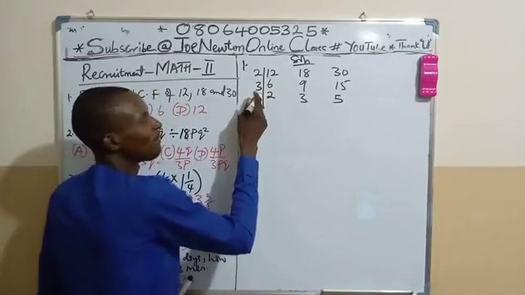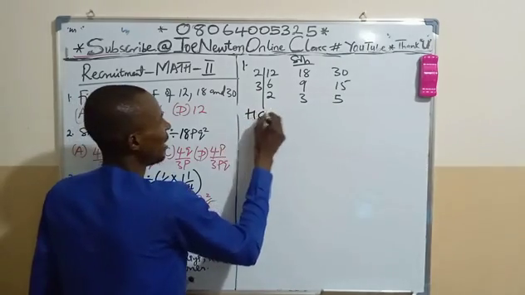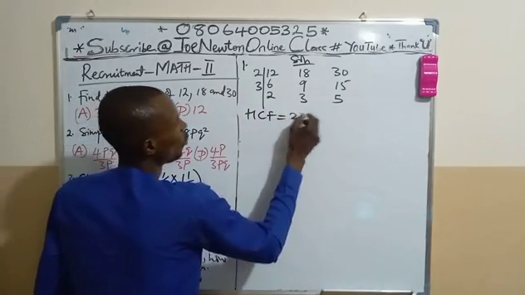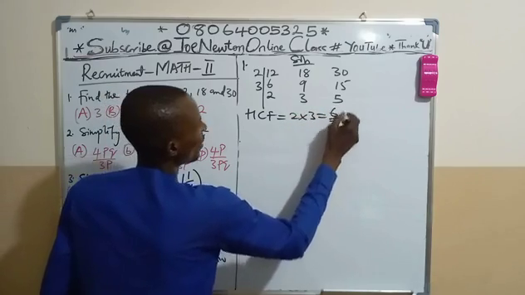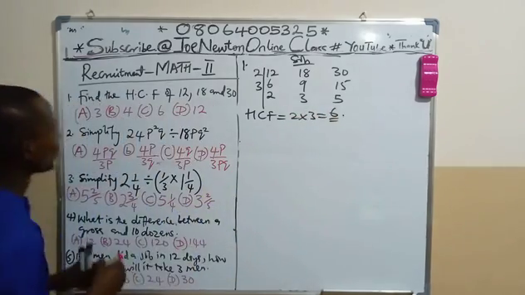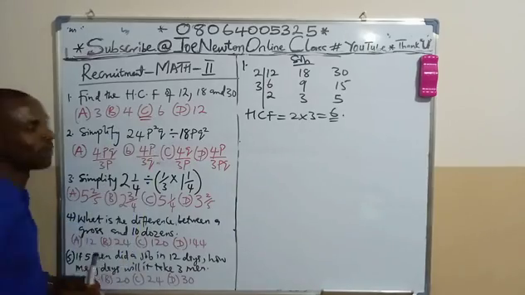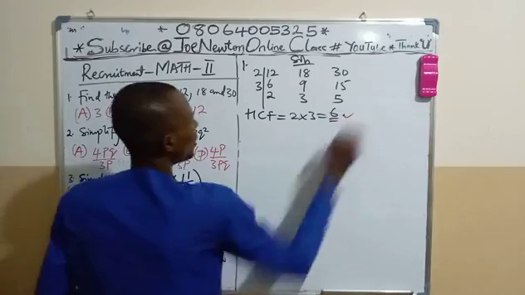So you multiply the prime factors you get. So the HCF equals 2 times 3 equals to what? 6. Then you go to the options. Look at our answer, it is option C, correct. Then we go to the next one.